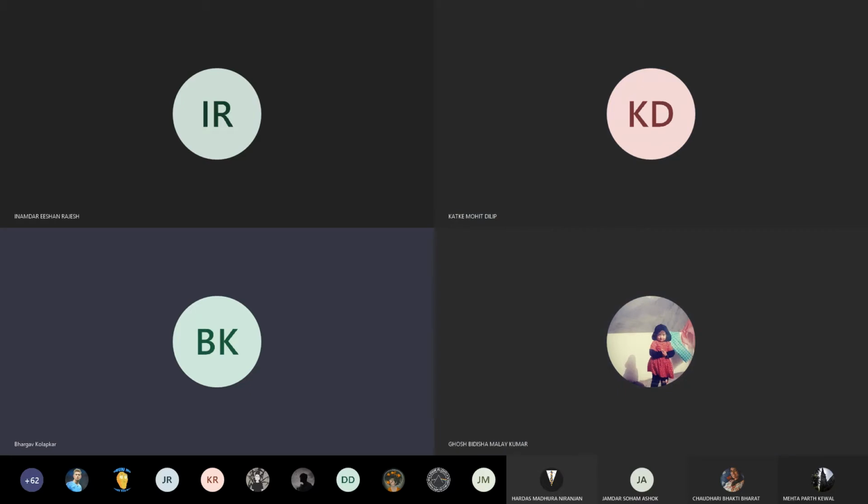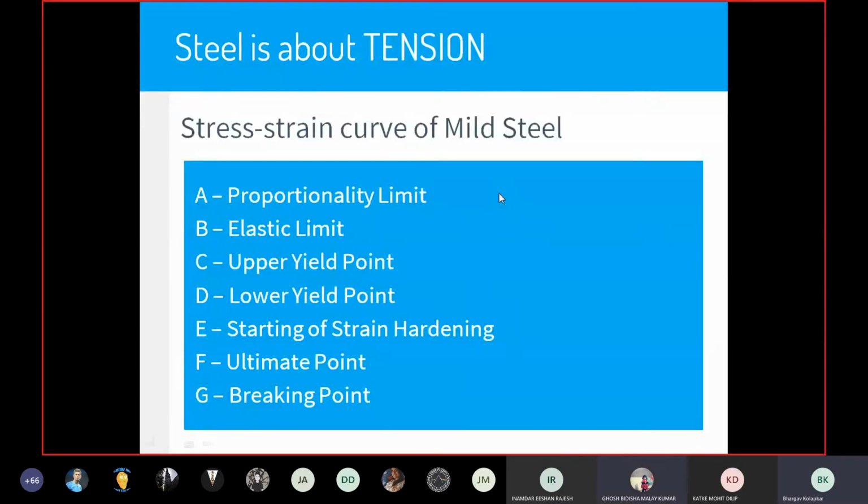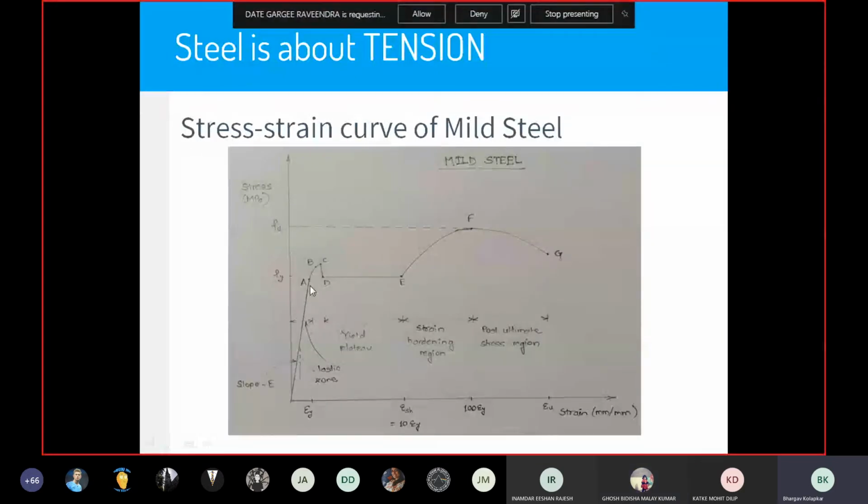The point A is what is called the proportionality limit. We can't see your screen. Okay, now? Yeah. Okay. So the point A is called the proportionality limit. From the origin until point A, the stress is directly proportional to strain.